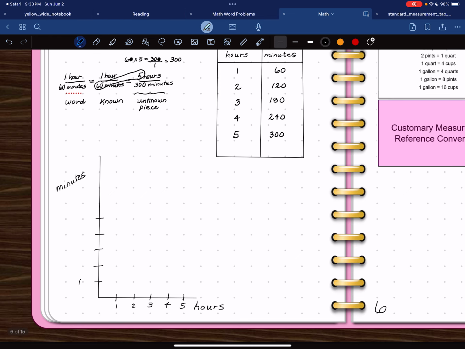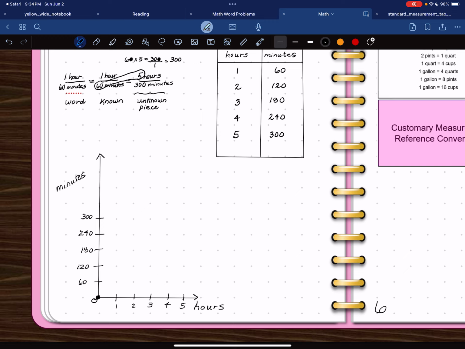So we have 60, 120, 180, 240, 300, and then on to infinity in both directions. And of course, I would show students the 0 mark. So when 0 hours have happened, 0 minutes have happened. So you could even put a point there to say that when the minutes are 0, the hours are 0.